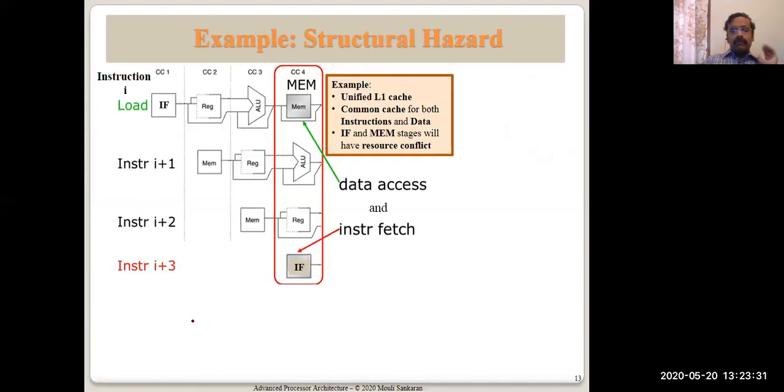Okay, very quick example. Suppose I have an L1 cache which is unified. That means I do not have separate data and instruction caches. I have them together, but it's a single L1 cache. Why I mention L1 is it's a cache which is closer to the CPU.